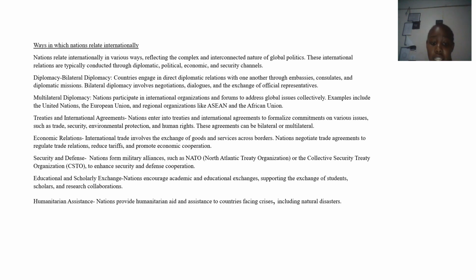Humanitarian assistance. Nations provide humanitarian aid and assistance to countries facing crises such as natural disasters, for example, droughts, floods, and also during times of war.